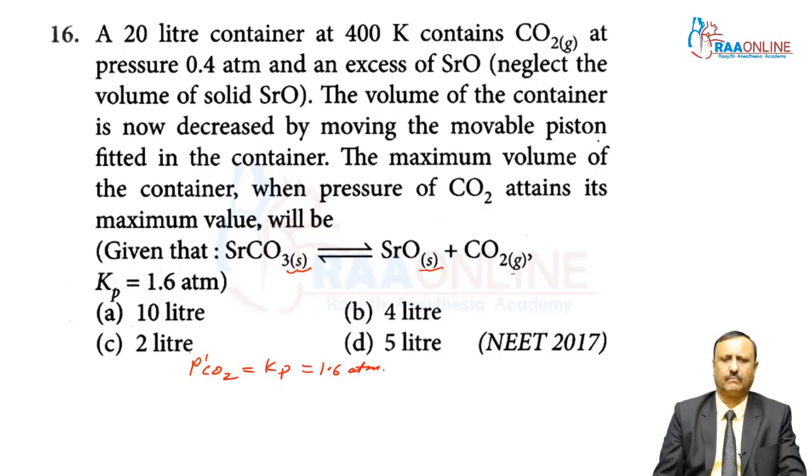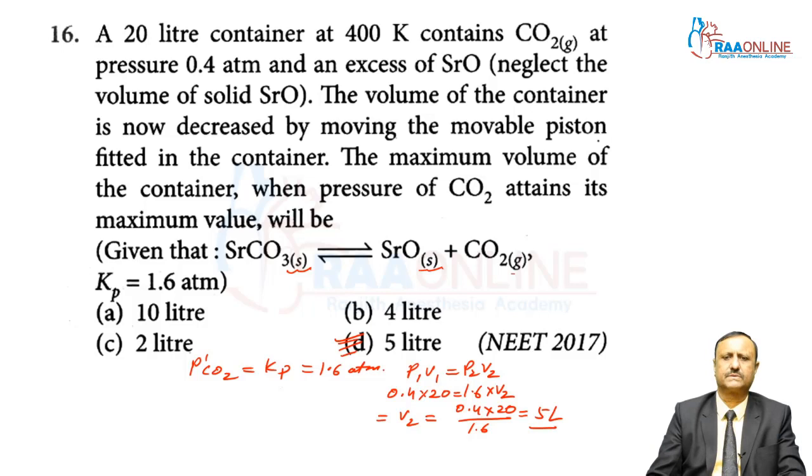1.6 atmosphere. Now my dear students, we can see here P1 V1 is equal to P2 V2. So here the initial pressure is 0.4 and the volume is 20. Then the final pressure is 1.6 and the volume is V2. V2 is equal to 0.4 into 20 upon 1.6, and my dear students, this is your answer. And what is the answer? That is 5 liter. Question number 16, the answer is D. You can get the answer 5 liter.